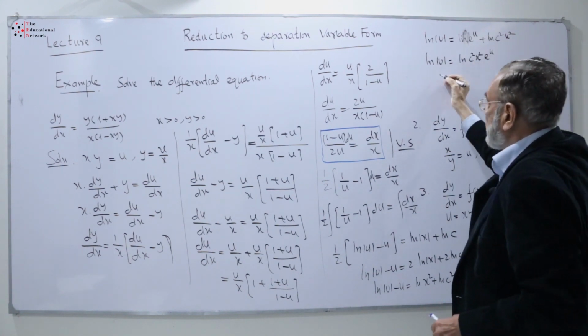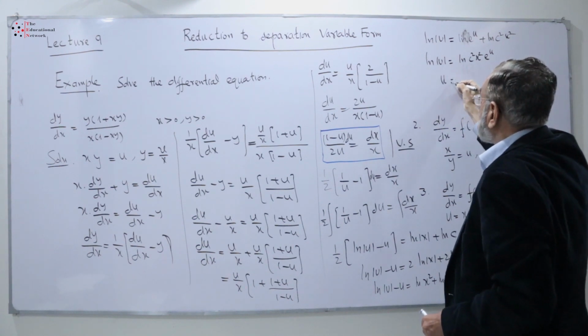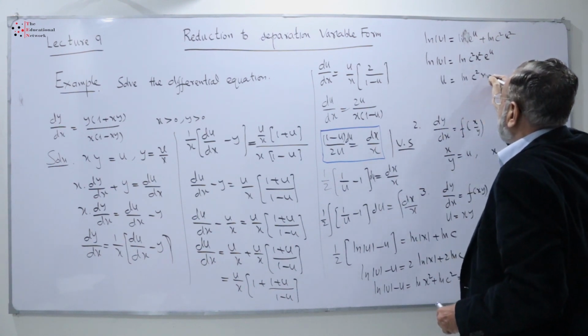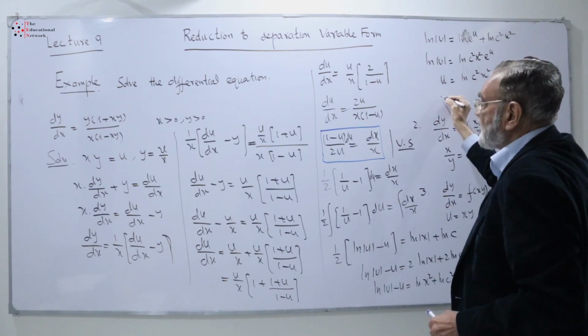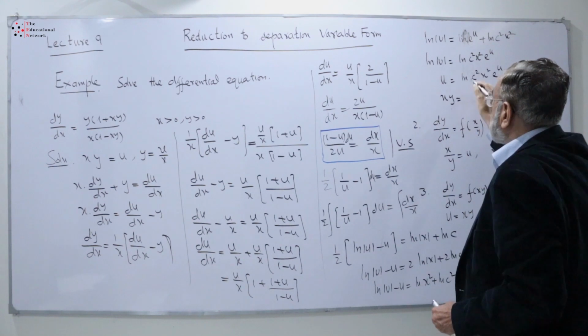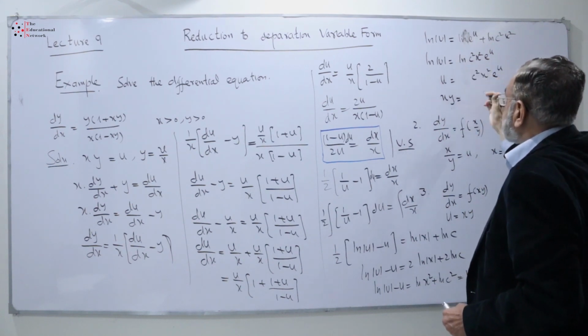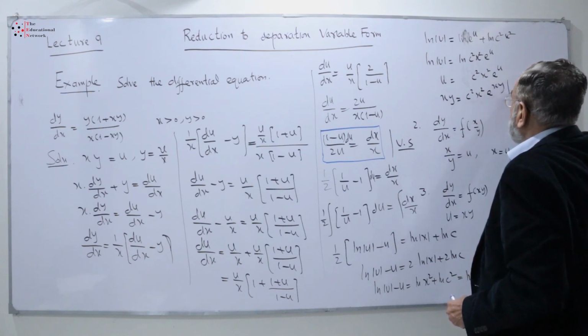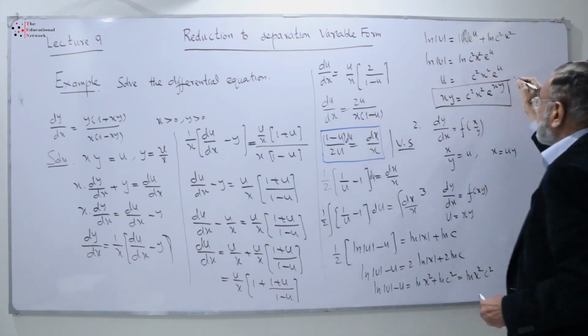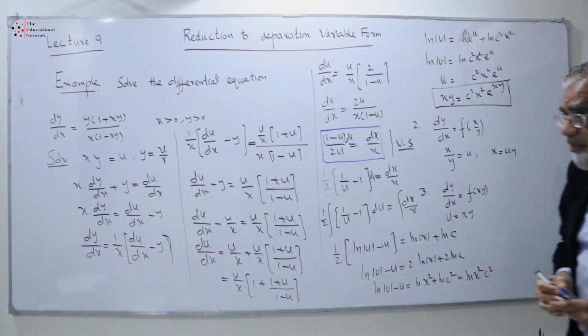I take the antilog of this one, I get here u is equal to ln of c square x square e to power u. I put the value of u, my u is here, xy is equal to ln is cancelled here, and we get here this equal to c square x square e to power xy, and that's the solution of my problem. So this is my general solution of the differential equation.